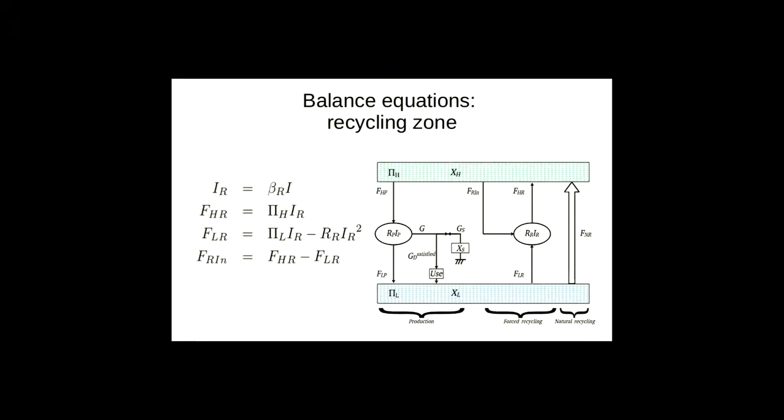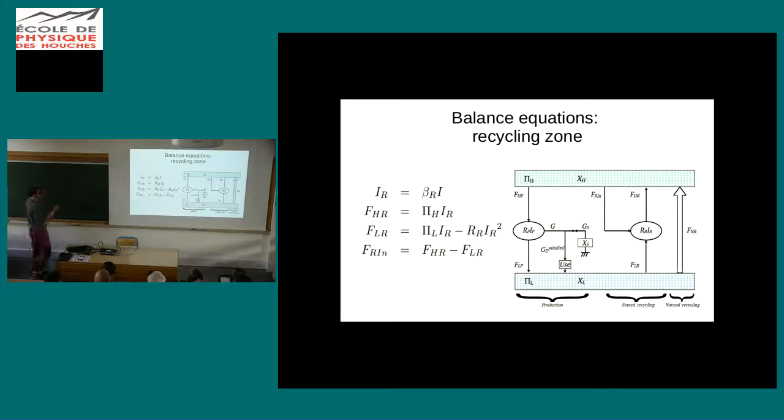Okay, same thing for the recycling zone. We have a working intensity which can be modulated using this prefactor here. And the fluxes that are leaving or entering the system are defined directly by the potential at the same side. So here it's a potential from the higher side, from the higher potential, and here from the lower one. And again, we have the equivalent of the Joule effect in this modeling, which is quadratic in terms of intensity, and which goes entirely to the waste.